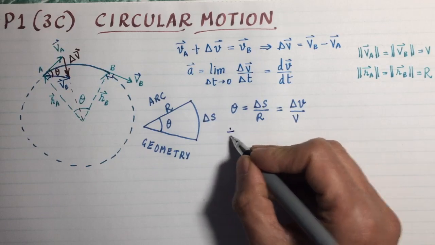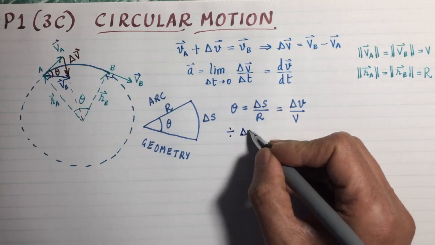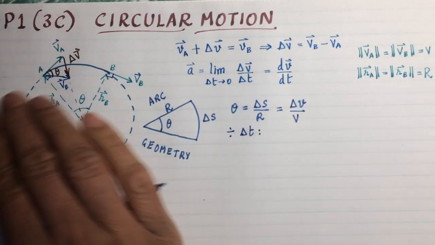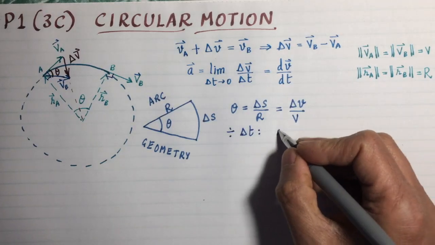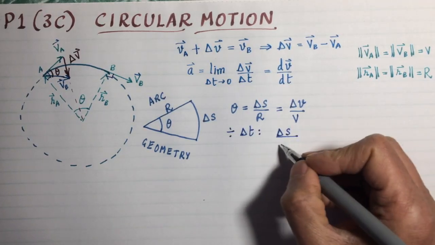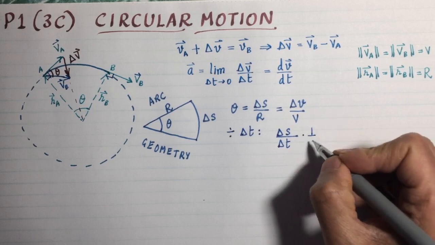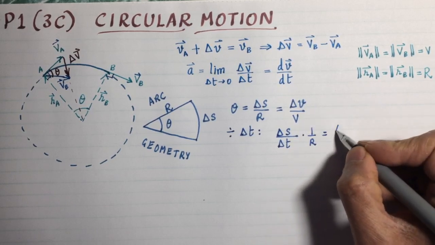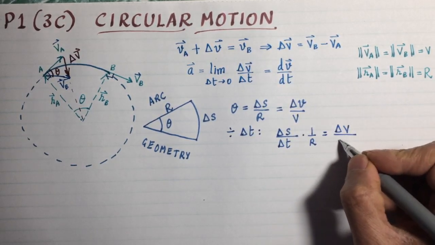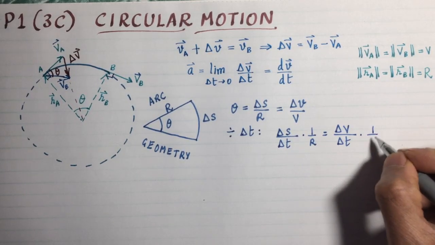What I'm going to do now is divide both sides by delta t. Delta t is the time taken to go from A to B. So if I do that, I get delta s over delta t times 1 over r is equal to delta v upon delta t times 1 over v.